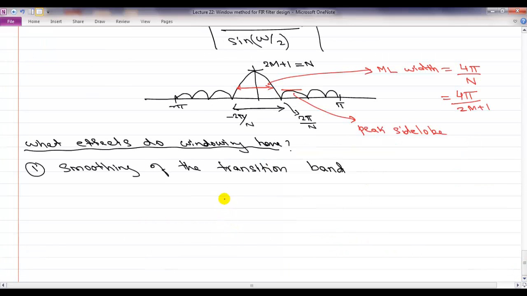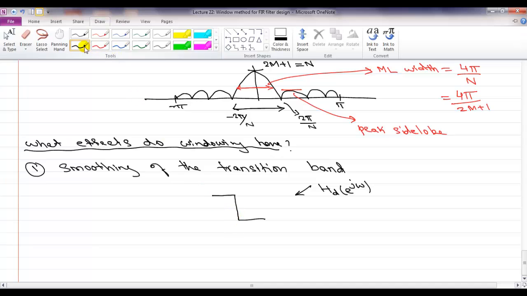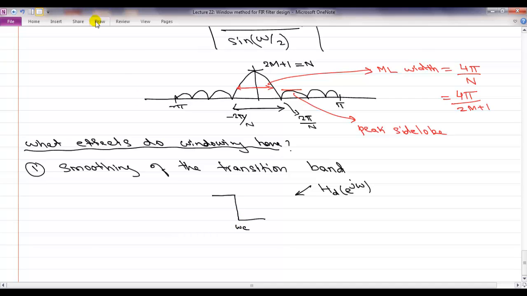So what happens is our ideal filter, and it doesn't matter if we have low pass or high pass or band pass, we always have a transition from some value to another value. Our ideal filters have a transition like this, for example. This is my H_d(e^{jω}). I am not plotting the whole frequency response, I'm just giving you what is happening. If, for example, this was ω_c, what happens in reality is that you get a frequency response which goes like this. There is a smooth transition from 0 to 1.